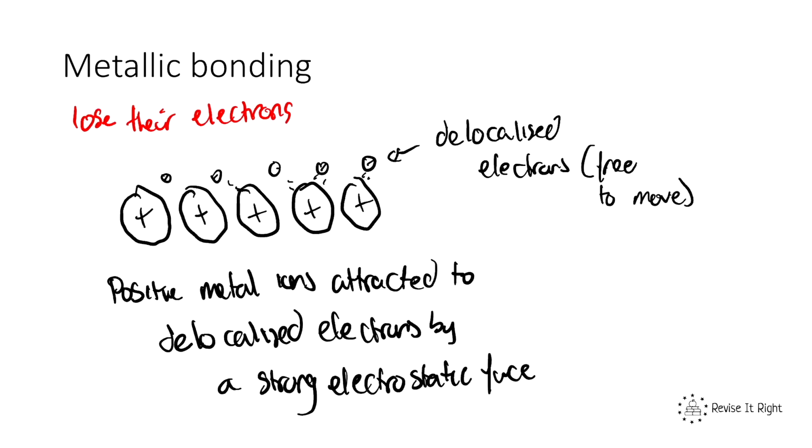Now these metals therefore can go on to form giant structures that are all attracted to each other by the delocalized electrons. We call this metallic bonding. This includes metallic elements, i.e. metal elements bonding to other metal elements, and also alloys, which we're going to get to in a second. It's the delocalized electrons in the metallic bonds which produce the properties of metals, and I'm going to explain that to you now.